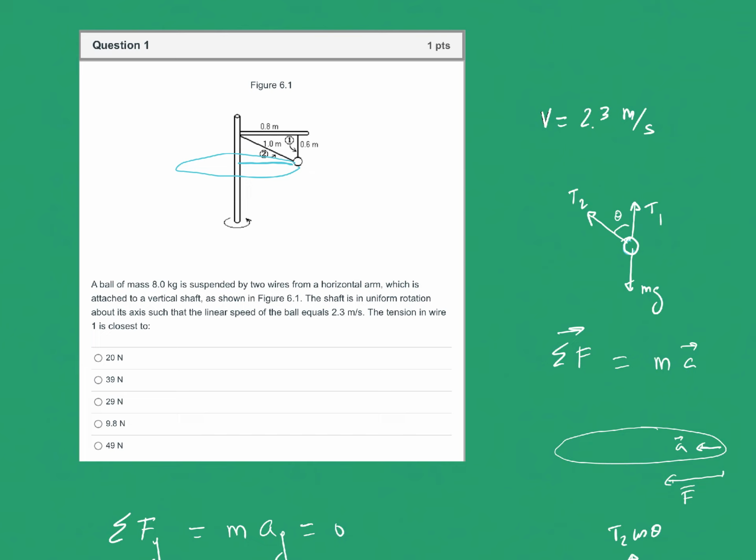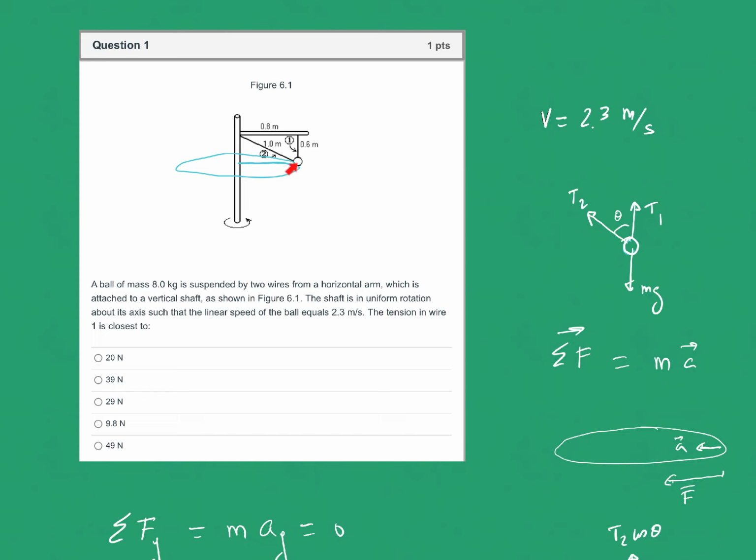It gives you the velocity, and what it's asking is the tension in wire 1. Wire 1 is this one; this tension he's asking you. Oh, okay. So how will you do the problem? You apply Newton's law.